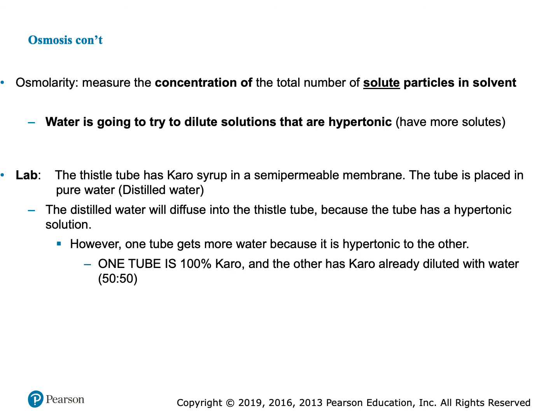In lab, the way that we demonstrate it is we have two Karo syrups sitting in some distilled water. The Karo syrup is bagged up in a semi-permeable membrane. One of them is all Karo syrup. The other one's been diluted, 50% Karo syrup and 50% water. So clearly the straight Karo syrup has less water, right? We added water to the other one.